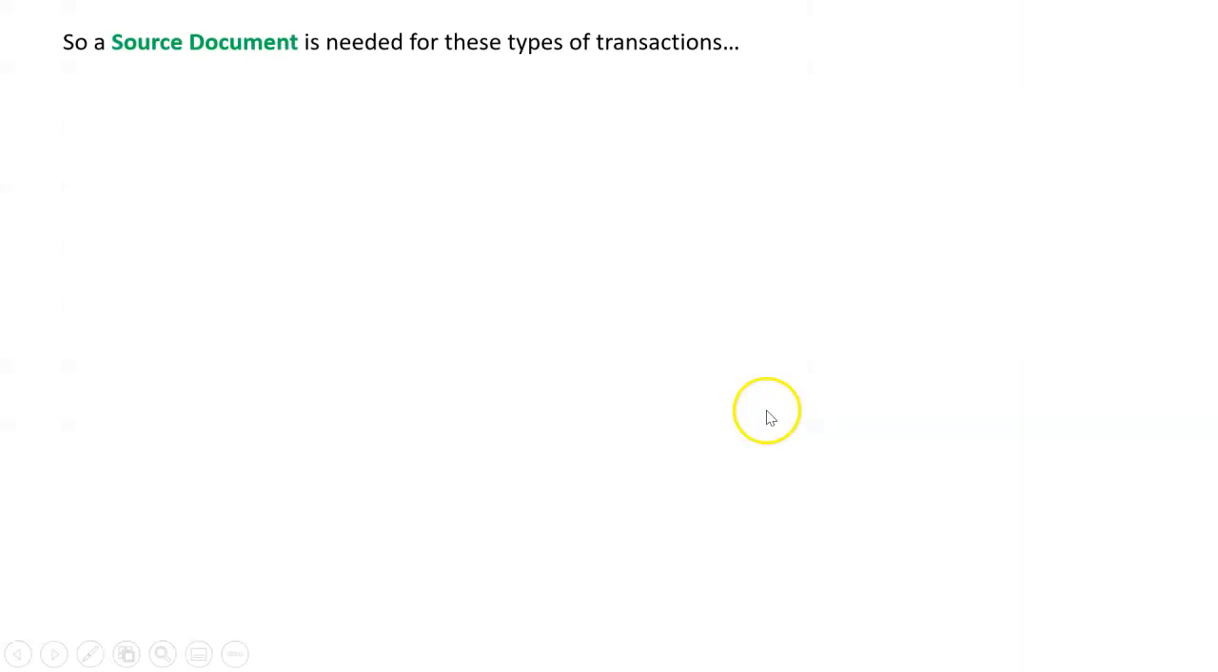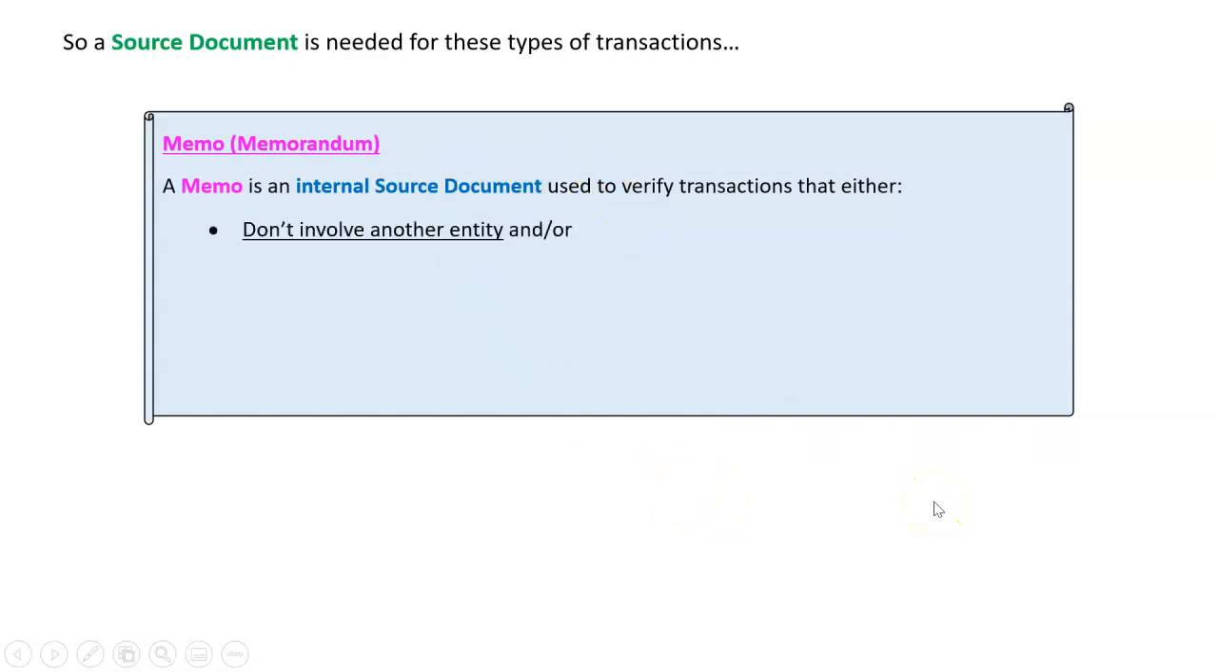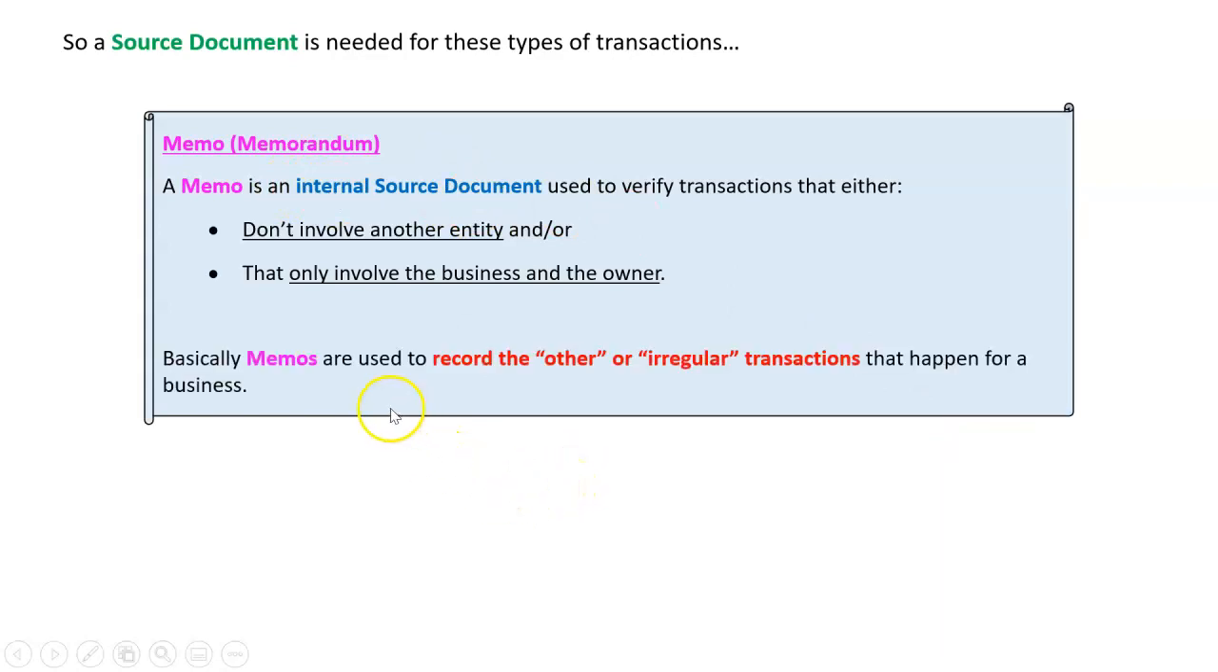So what we need to do is create a source document for this. And it's going to be called a memorandum, or a memo. What it is, is an internal source document used to verify transactions that either don't involve another entity, so they're within the business itself, that's why we call it an internal source document, or maybe only involve the business and the owner. Basically, memos are used to record the other or the irregular transactions that happen for a business.